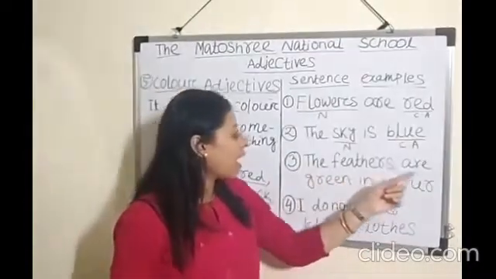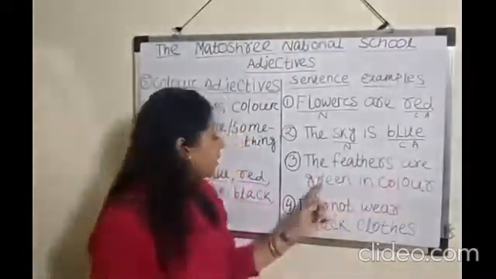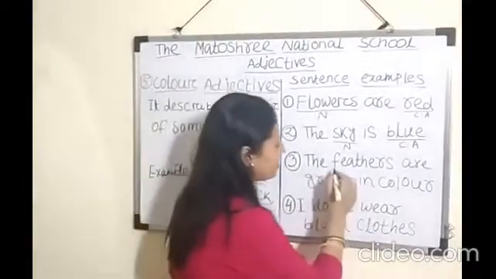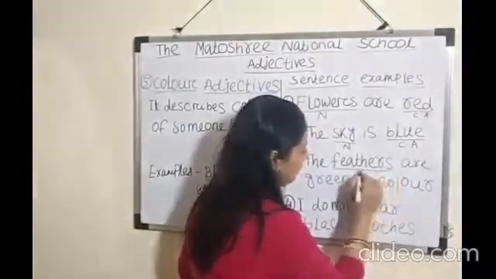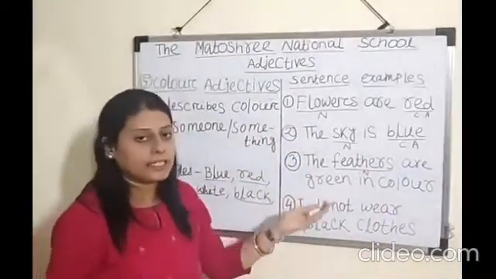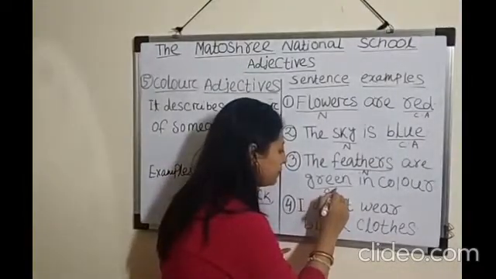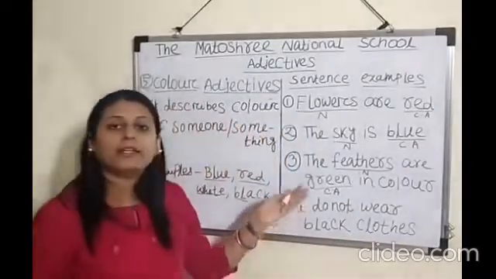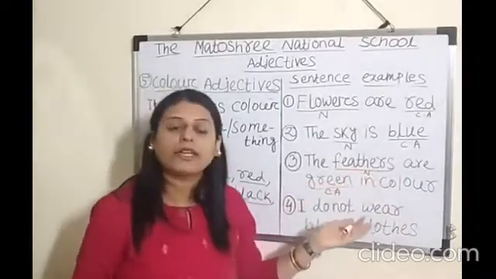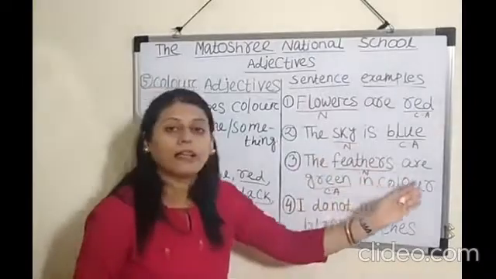Next, the feathers are green in color. Here, feathers are the noun. Green is a color adjective, where it shows the color of the feathers. The feathers are green in color.